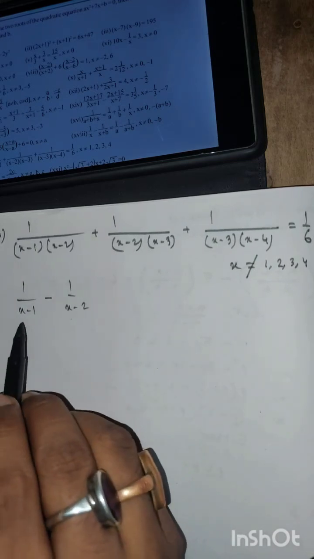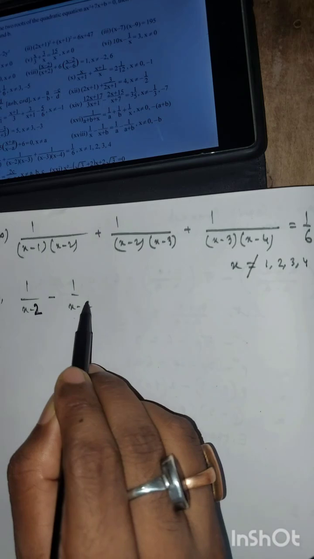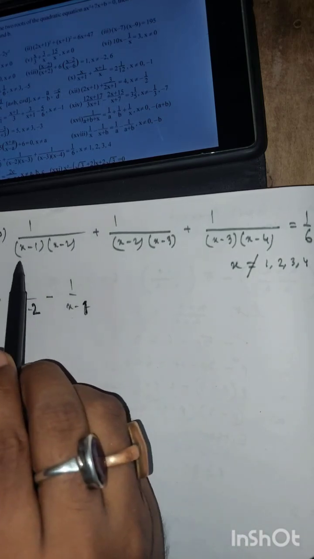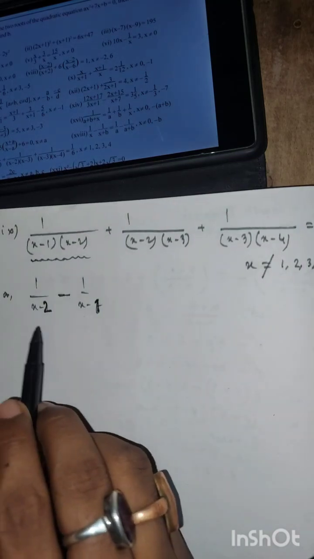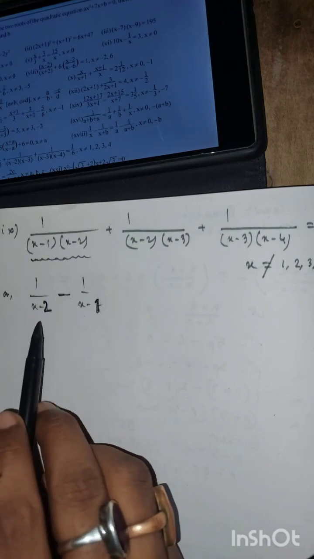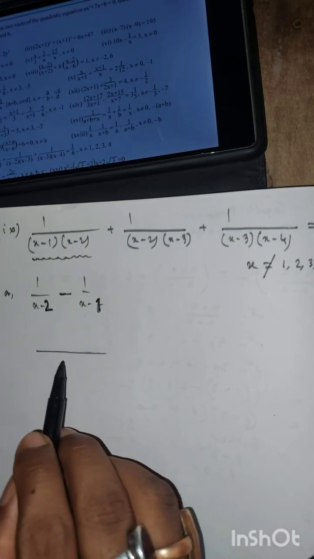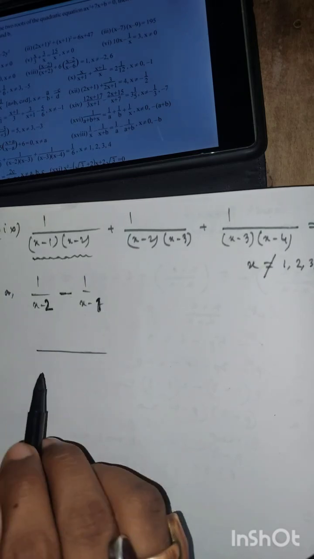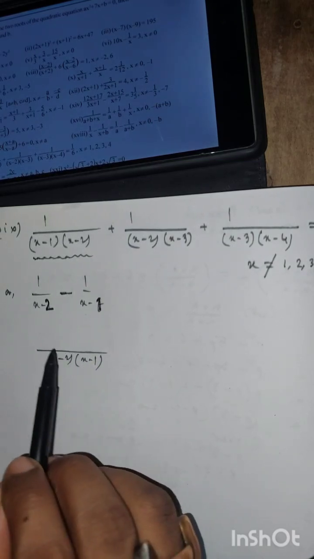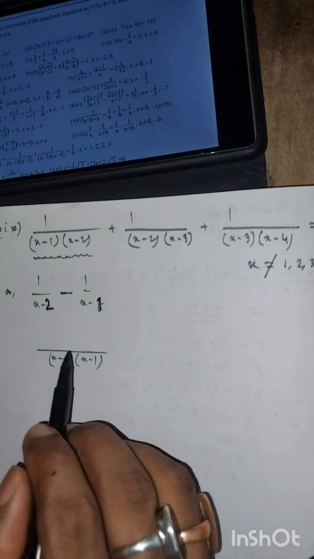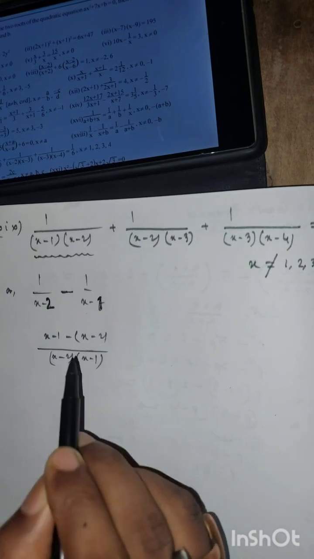Sorry, we can write it like this: minus 1 by x minus 2, here x minus 1. Okay, we can write this term as this. If we simplify this, or if we subtract the second fraction from the first, we have to find the LCM of these two denominators. That will be x minus 2 and x minus 1. And in the numerator we will get x minus 1 minus x minus 2.